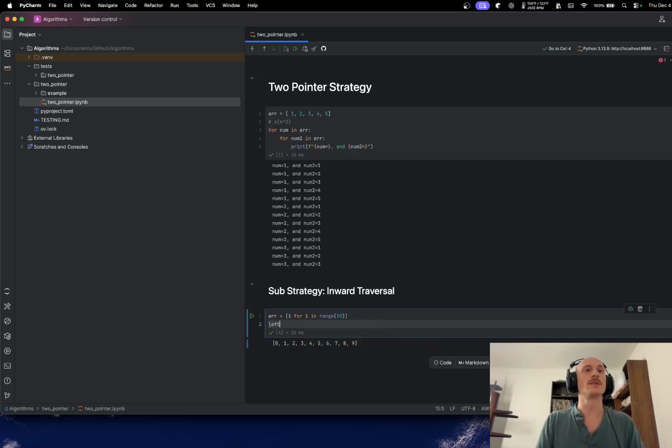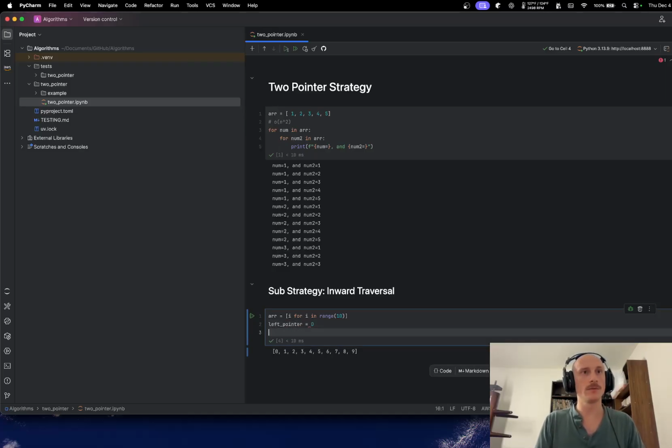So we're going to say left pointer, and it's going to be equal to 0. And then we're going to have our right pointer. And apologies to those who are Arabic, I know that it's backwards.